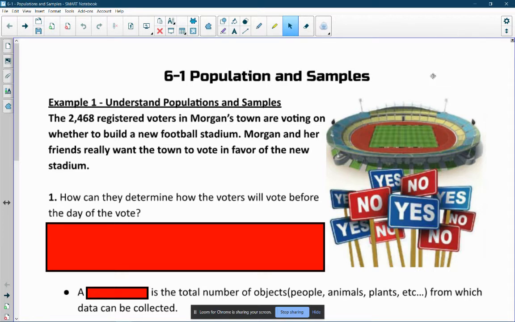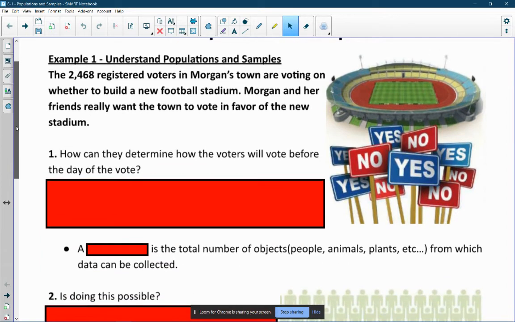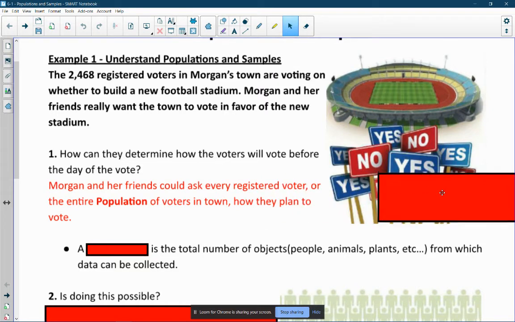So let's think about this. They want to know, of all their town, the 2,468 people, how many people are going to vote yes or no. So one way to think about this is Morgan and her friends could ask every single registered voter, or the entire population of voters in town, how they plan to vote. Okay, so this is our key, the entire population. And that population is every registered voter, so all 2,468.